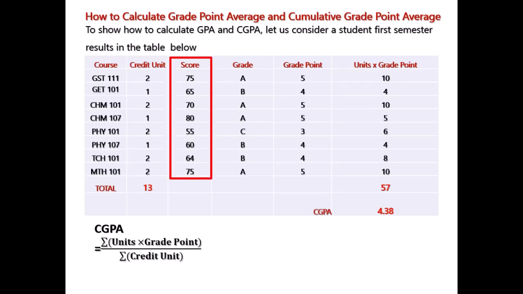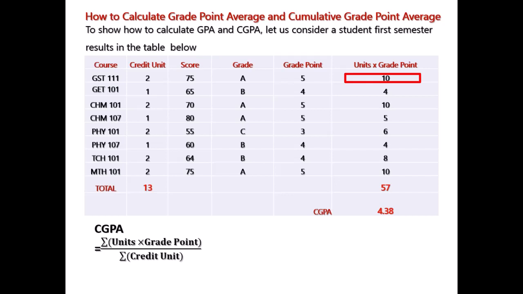So if you look at the score, you can see that the students have different scores for each of the courses. If you pay attention to the first course, you can see the student has a score of 75, which translates to a grade letter A. Then once you have a grade letter A, obviously the grade point will be what? 5. Then the last column, you will multiply the grade point, which is 5, with the credit unit, which is 2. So for the first course, the last column value will be 5 multiplied by 2, which is going to give us 10.